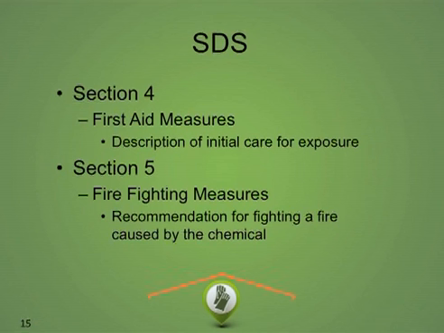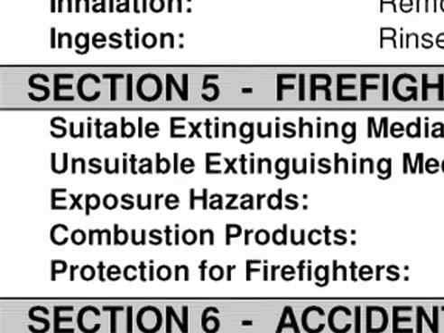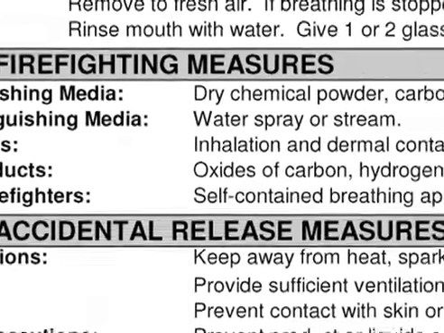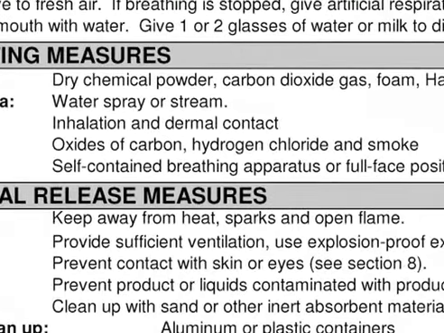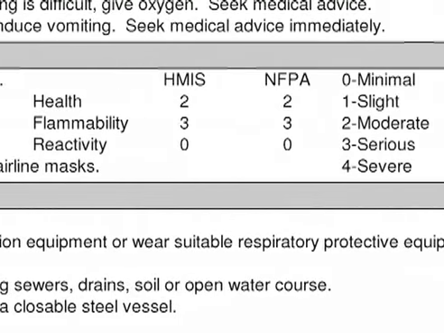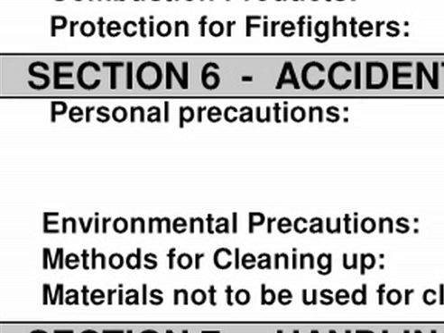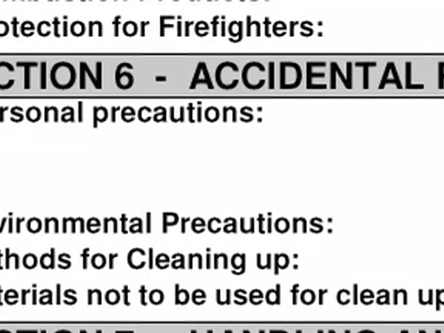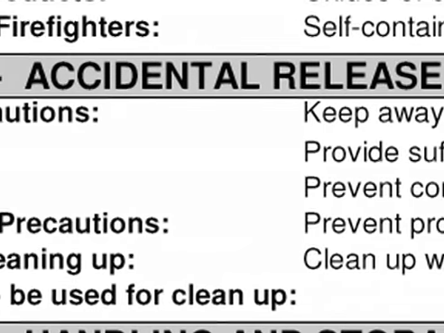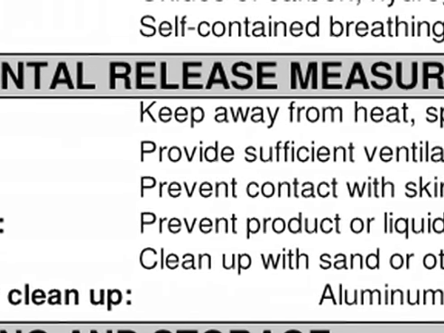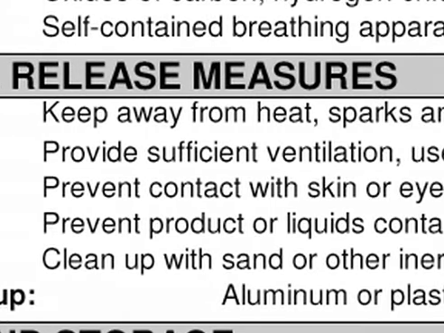SDS also includes firefighting measures as the fifth section and provides recommendations for extinguishing a fire caused by the chemical, such as appropriate extinguishing techniques, recommended equipment, and any chemical hazards that may result from a fire. Section 6 identifies accidental release measures, providing for an appropriate response to a chemical spill, both large and small, including emergency procedures, protective equipment needed, and proper methods of containment and cleanup.